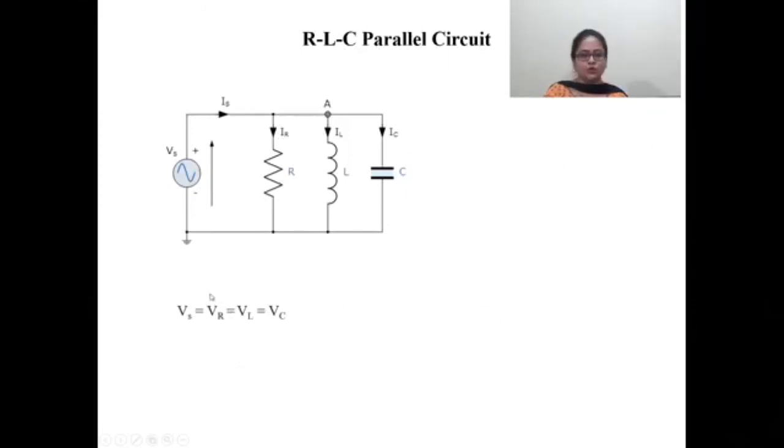Now let us one by one go through each of the voltages. For VR, the voltage will be IR into R. For VL, the voltage will be IL into j omega L, and VC will be equal to IC upon j omega C. The total current can be denoted by IR plus IL minus IC is equal to I. That means the current flowing across the branch of inductor is given by IL minus IC, whereas the current flowing across the branch of capacitor is given by IC minus IL.